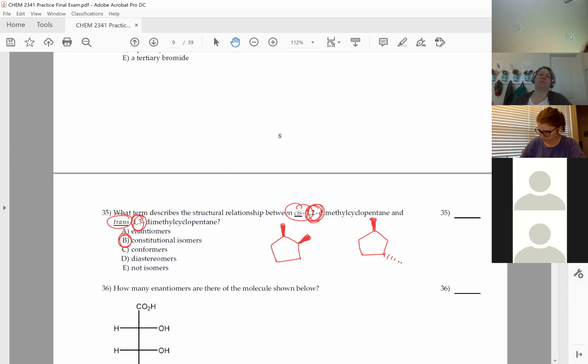And if it had been cis 1,2 versus trans 1,2, that would have been correct. So these two are diastereomers of each other when drawn properly. But the ones that are actually in the question are not.